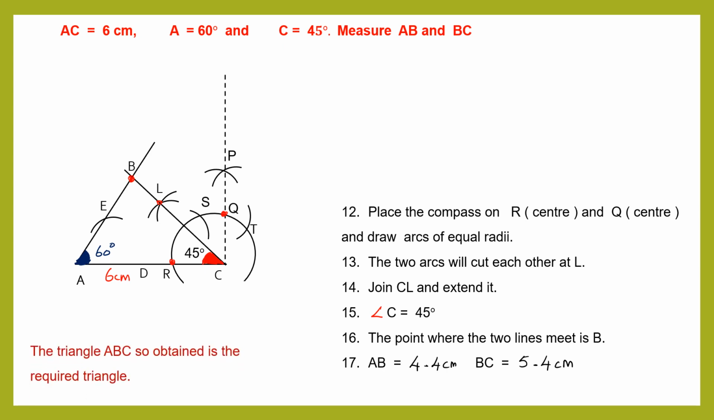Okay. Now, the triangle so obtained. So, the triangle that you can see in blue, this is the triangle that is required of us. So we have ABC, we have 60 degrees, we have 45 degrees, and this is the triangle.